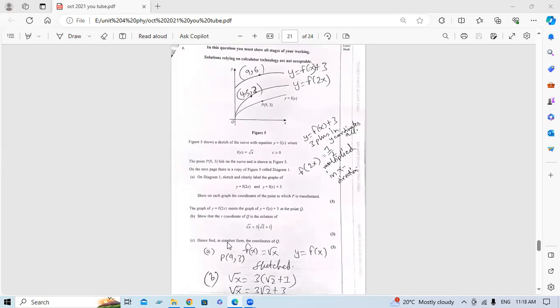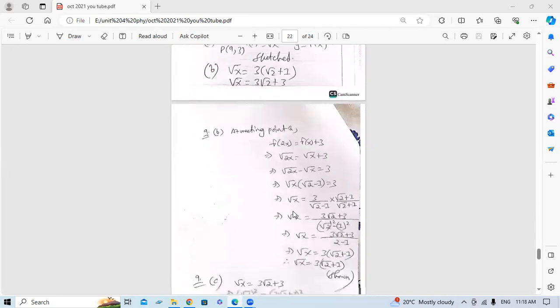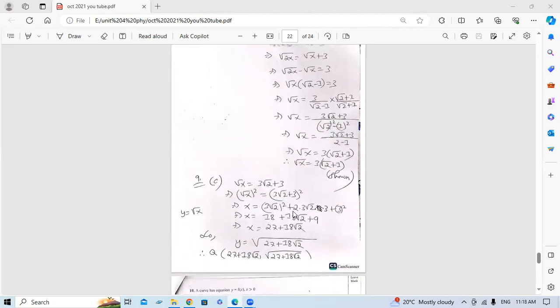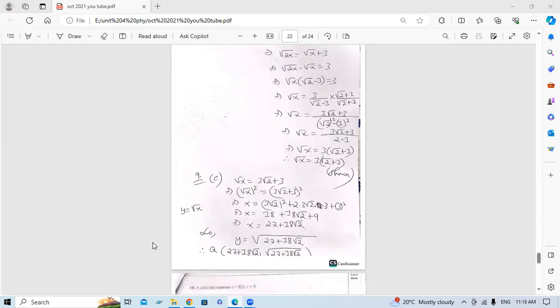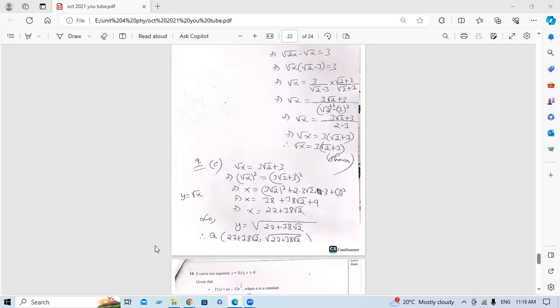Question number 9c: hence find in simplest form the coordinates of Q. The graph of y equals f(2x) meets the graph of y equals f(x) plus 3 at point Q. So, at 9c, root x equals 3 root 2 plus 3.